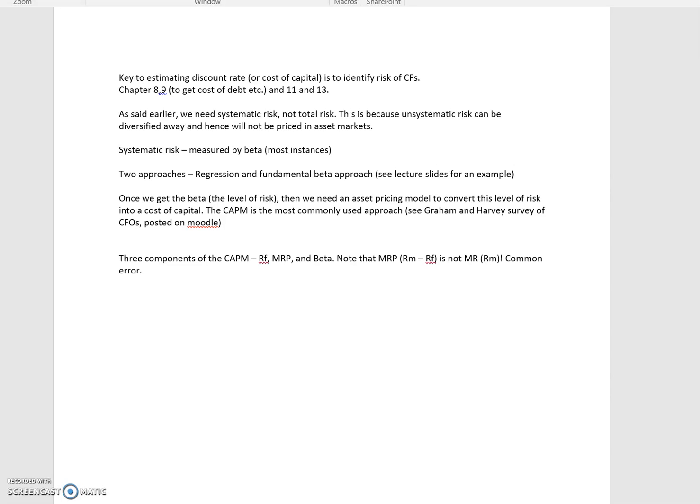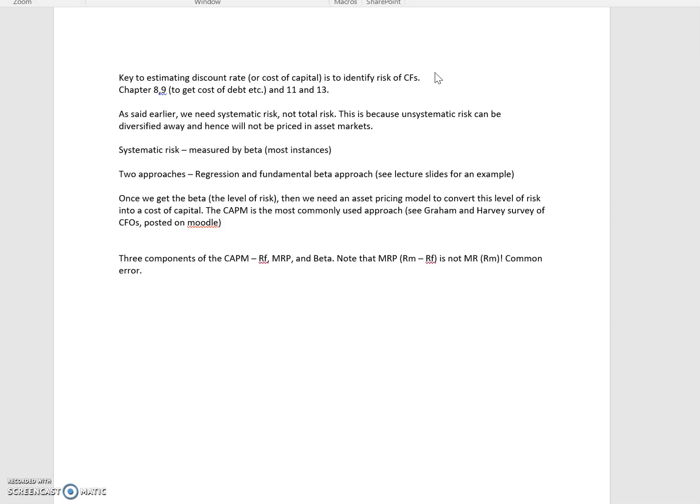Okay, so now we want to go ahead and see how to estimate the discount rate. And as we said before, the real key here is to identify the risk of the cash flows that you're discounting. So this material is covered in chapters 8 and 9, where we do things like estimating the cost of debt, that's the R sub D, and things like that. And then in chapters 11 and 13. So we want to identify the risk of the cash flows.